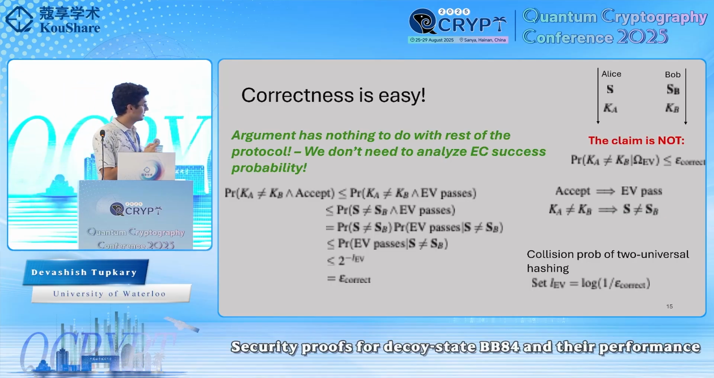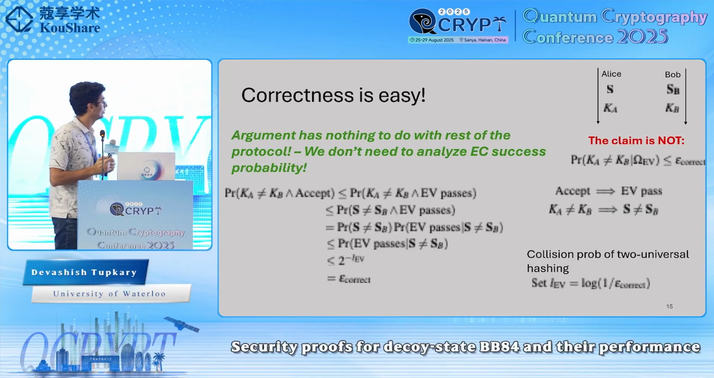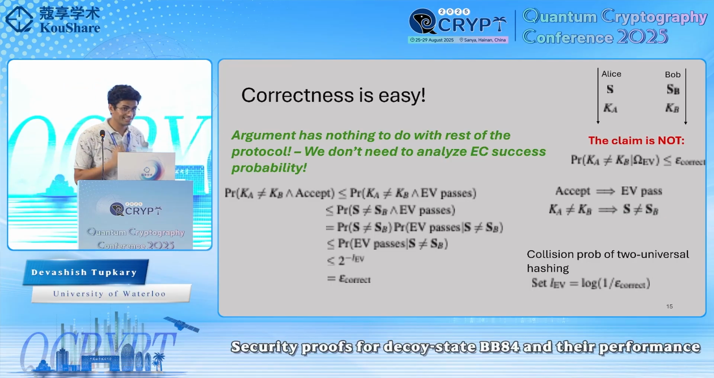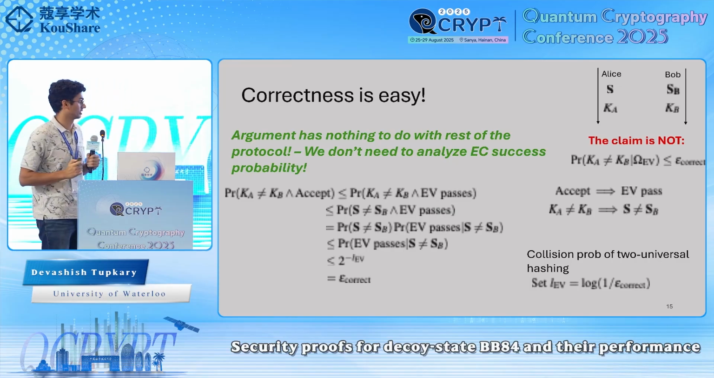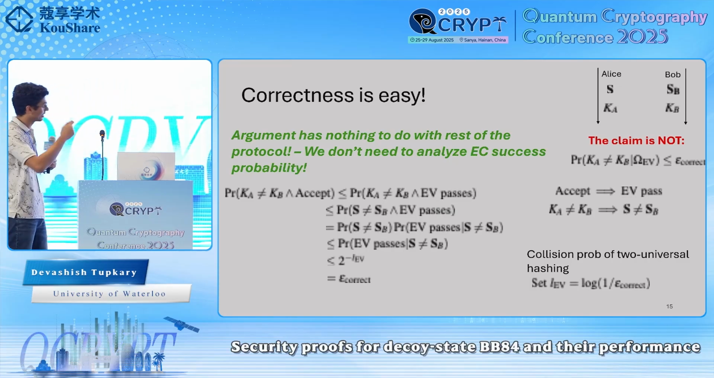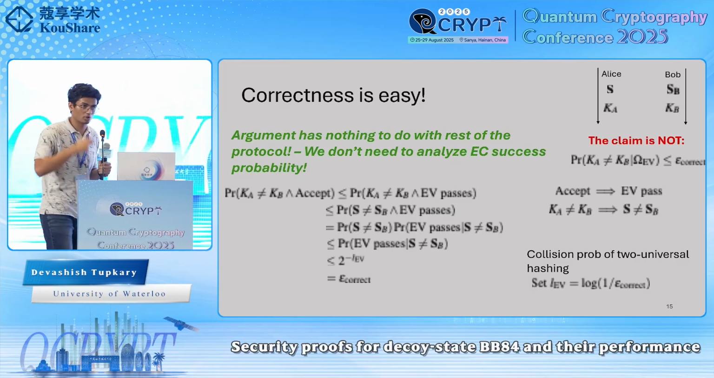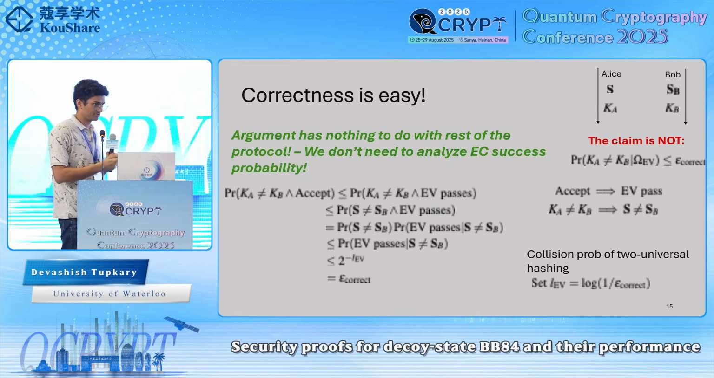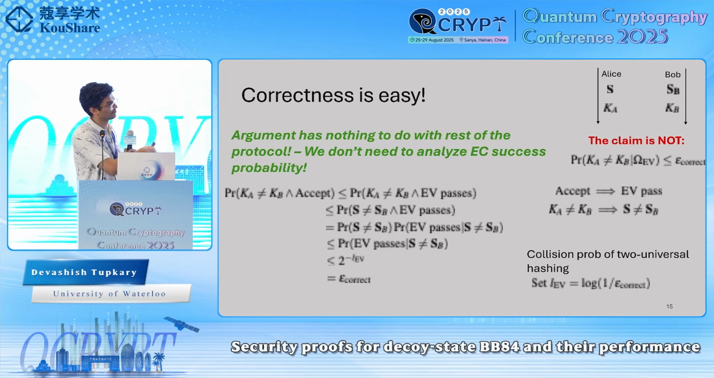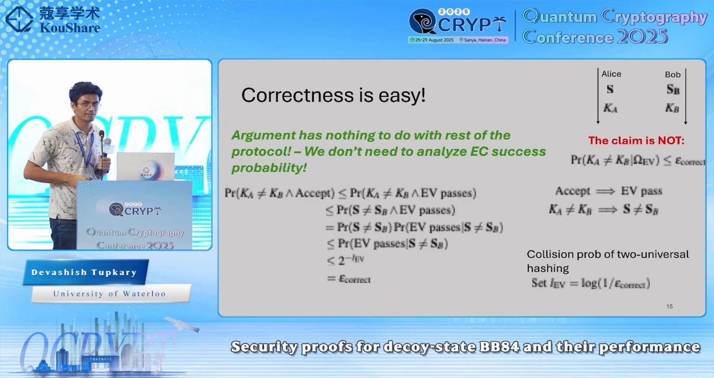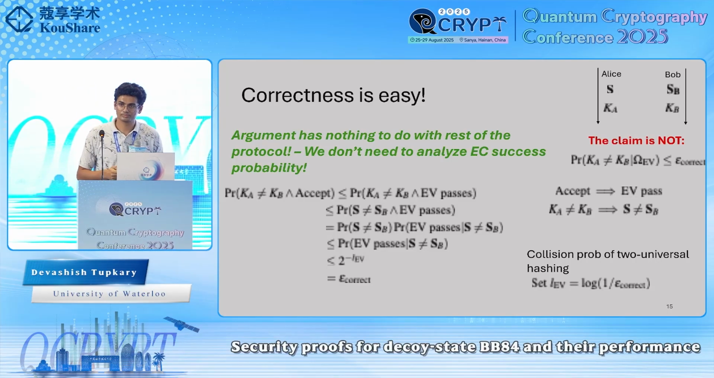Again, notice that the claim is not that the probability that the keys are different conditioned on error verification passing is small. Again, you can go through this so-called garbage attack, where Eve intercepts everything that Alice sends and forwards garbage to Bob, to convince yourself that that claim cannot be true.